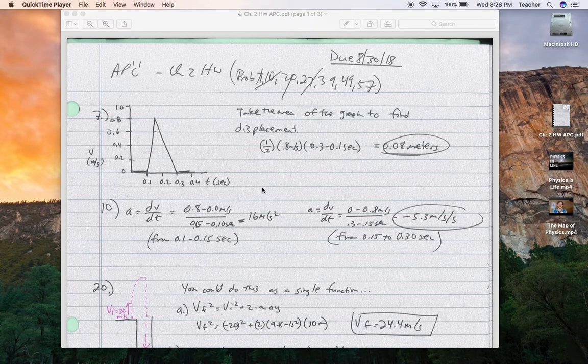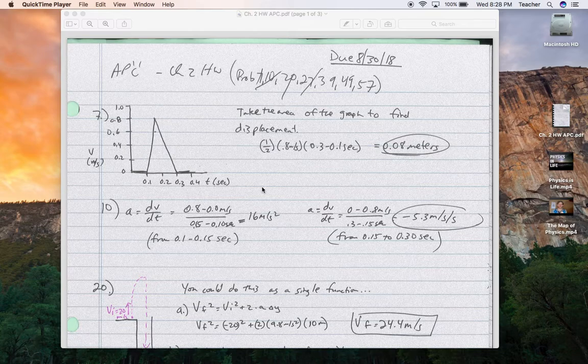So this is Chapter 2 homework. The conceptual questions are ones we'll go over in class. You've got pictures of those. So this is the book homework. Problems 7, 10, 20, 27, 39, 49, and 57 out of Chapter 2.